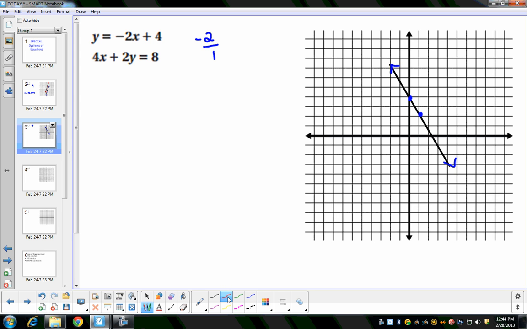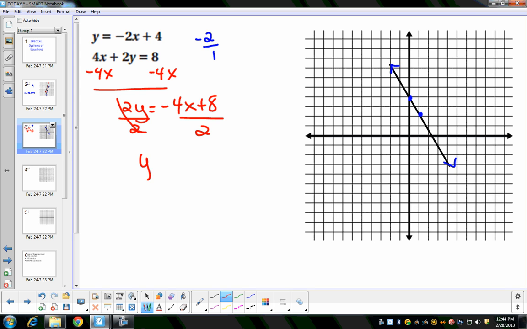Now let's look at the second one. It is already in standard form, so I could graph it using x and y intercepts, but I'm going to write it in slope-intercept form just to show you. I'm going to subtract 4x from both sides. So I have 2y equals negative 4x plus 8. Divide both sides by 2. So y is equal to negative 2x, because this whole thing is divided by 2, so that's divided by 2 and this is divided by 2, plus 4.